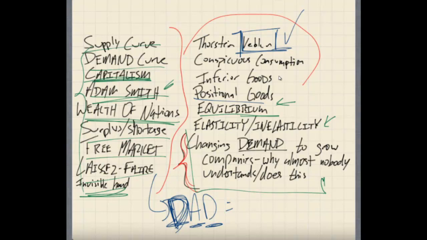And that's conspicuous consumption, like buying a fancy Mercedes, even though I personally have driven them, and I think they're a lot rougher riding than even a standard Ford, definitely worse riding than a Cadillac. But they cost so much more, and that immediately adds some appeal to it. Inferior goods, positional goods, equilibrium, a changing demand. Okay, hopefully this all makes sense.